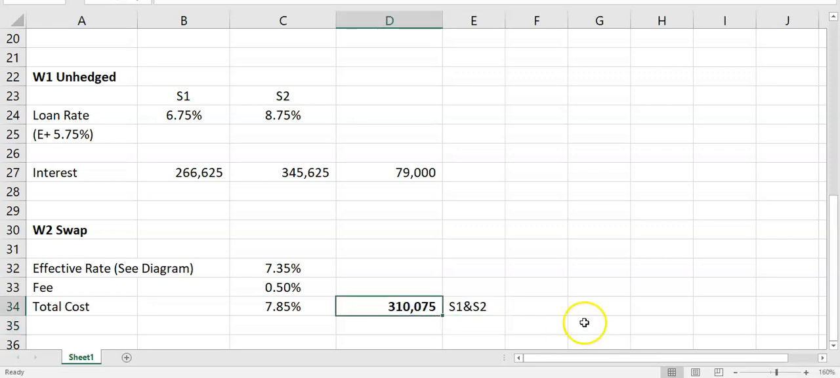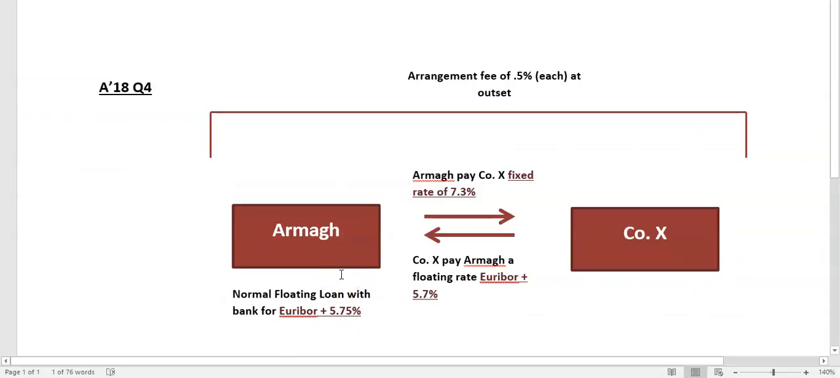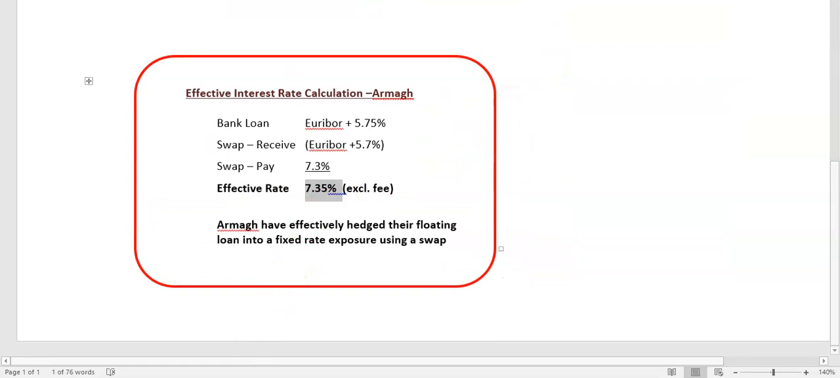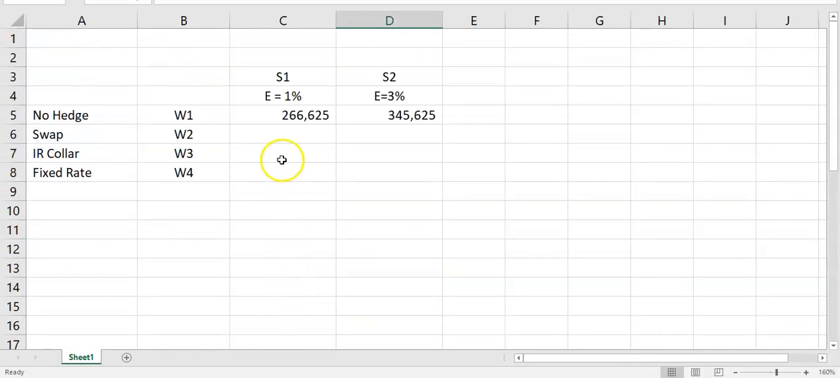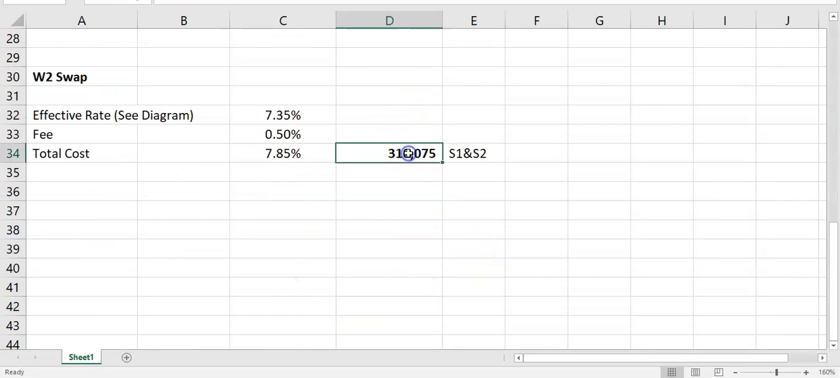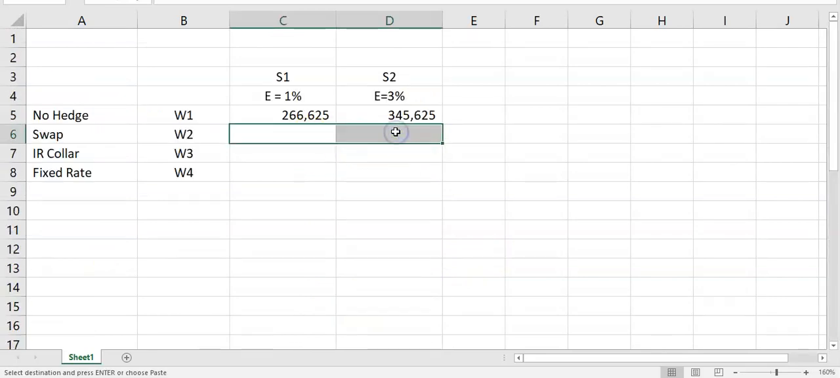So be careful there, it's the same in both, because you've effectively hedged your interest rate risk exposure. So that's an important one. Swap is a common one, but students often get muddled up in trying to look at different scenarios. Just draw it out. Look at the flows to and from the company. Don't forget your fee, and you'll figure out what the net impact is. So go back and practice a couple of other swap questions in that regard. So that's going to be 310,075 in both scenario 1 and scenario 2, because you've locked in a fixed rate using the swap.